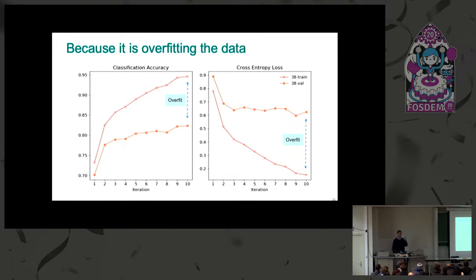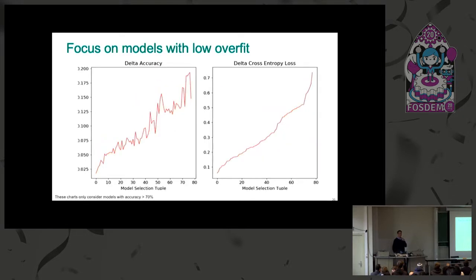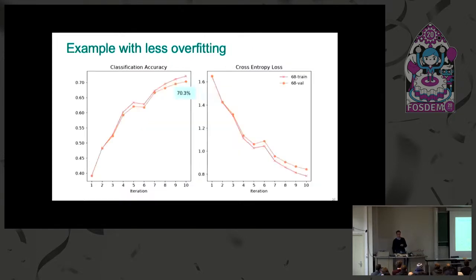So for your next iteration, you can plot the variance, plot those differences, and then pick the ones that have the smallest difference. This is one technique. On the left-hand side, we have the deltas. The bottom is all the model tuples that we ran, and then we're going to pick the good ones. Here's an example of one that overfit less, right?